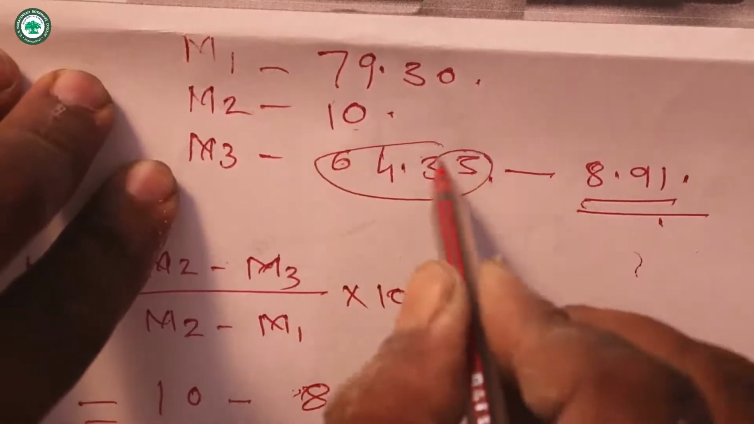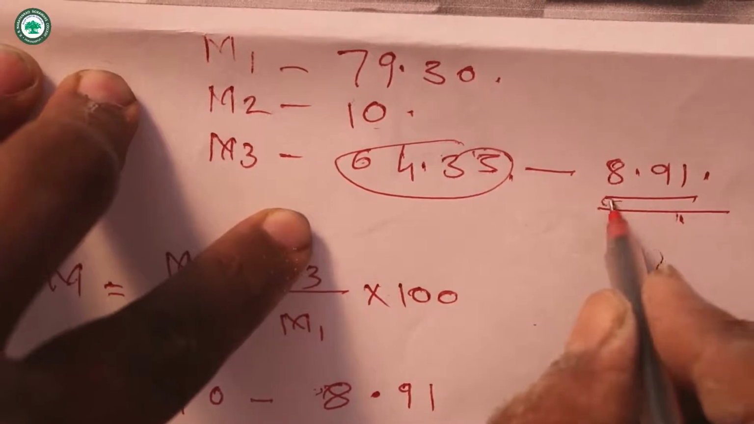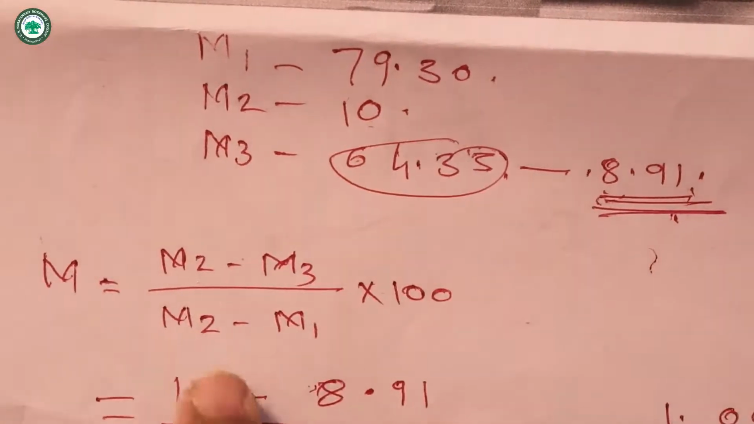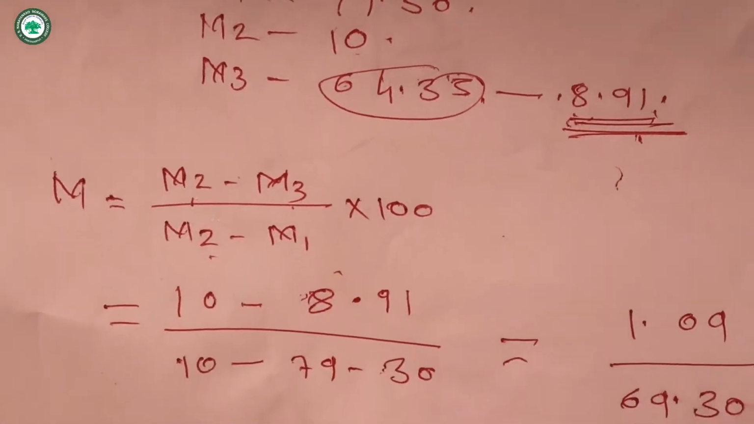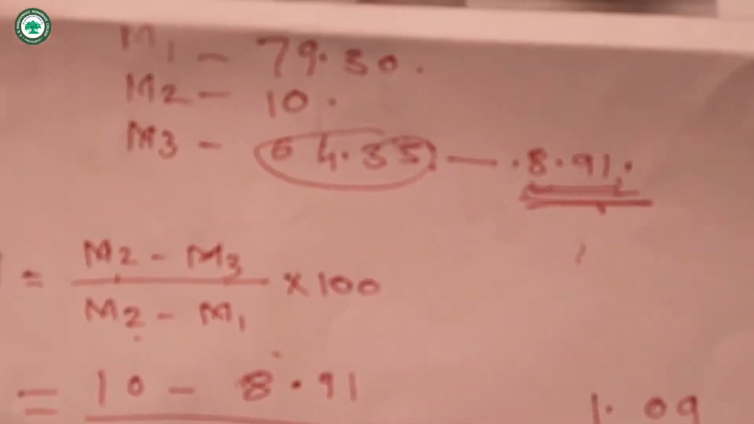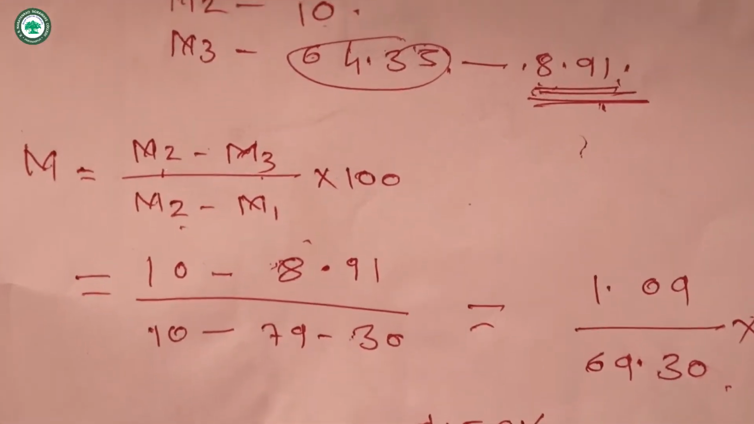The total weight, that means the container weight as well as the seed weight, and we get the actual seed weight, it is 8.91, and we put those values in the formula, that is M2 minus M3, M2 minus M1, and we get the moisture percentage, that is 1.56. This is about today's practical, moisture determination by the moisture meter and the oven method.